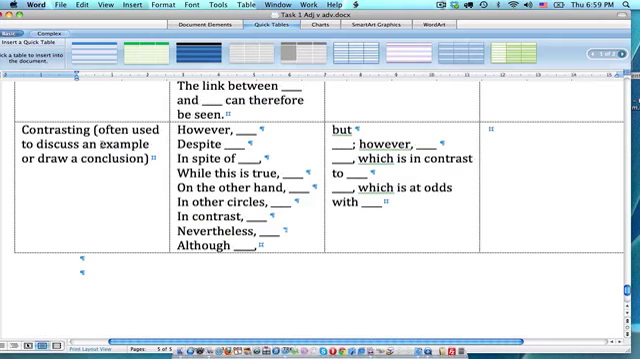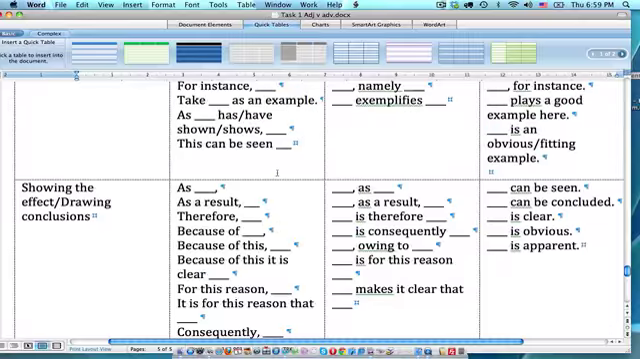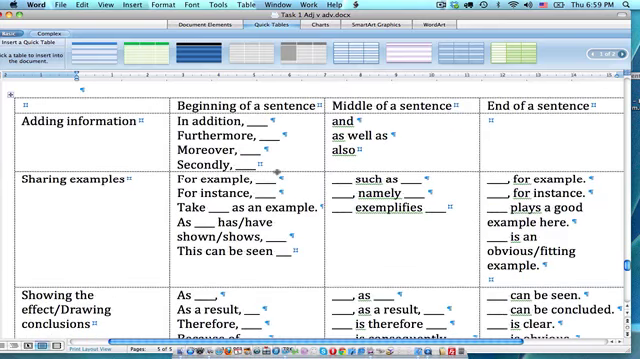And finally, contrasting. And I've divided these different categories into the phrases that are at the beginning of a sentence, the phrases that appear in the middle of a sentence, and the phrases that appear at the end of a sentence. So I'm hoping that this will help you to commit these phrases to your memory and to try them and experiment with them in your own writing. Okay, so we'll just go over very quickly the different phrases.